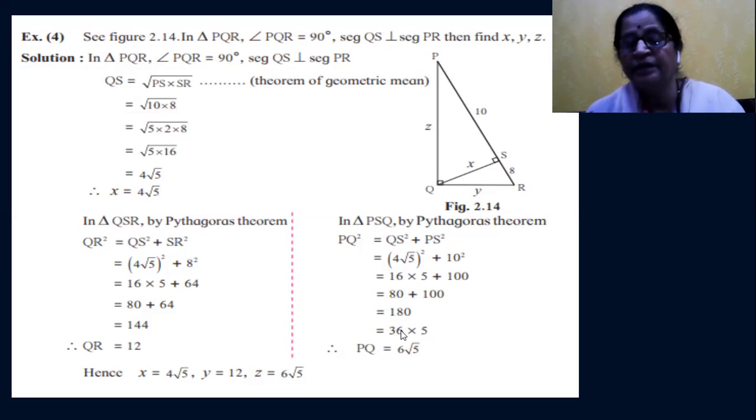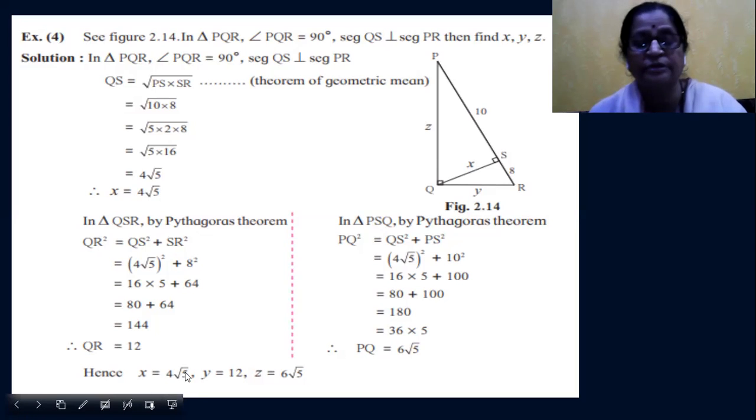So we make the factors again. Then 36 into 5, 36 is a square of 6 and 5 is under the square root. So that PQ is 6 square root 5. So we got the value of x is 4 square root 5, y is equal to 12, and z is equal to 6 square root 5. Here it is given: x is equal to 4 square root 5, y is equal to 12, z is equal to 6 square root 5.